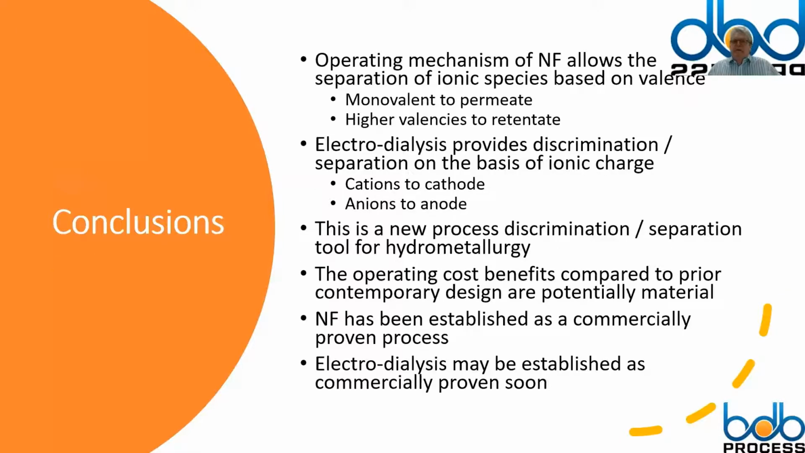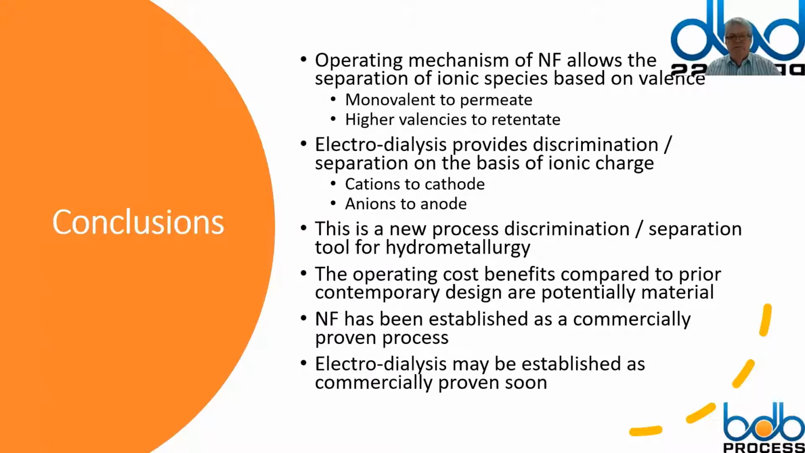So where do we get to in terms of conclusions? Firstly, the mechanism for NF allows us now to separate ionic species based on valence. That's, to my mind, a huge step. We just haven't been able to do that before. And when you put your mind to it, we can play with the valence of many metals and anionic species for that matter, and get them down into a monovalent state. Not all, but many. So we're able to move them in one direction relative to a lot of the other species in solution.